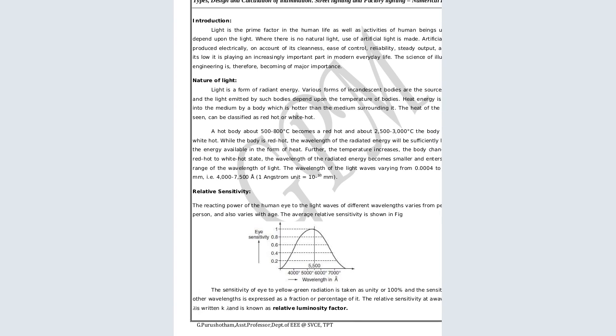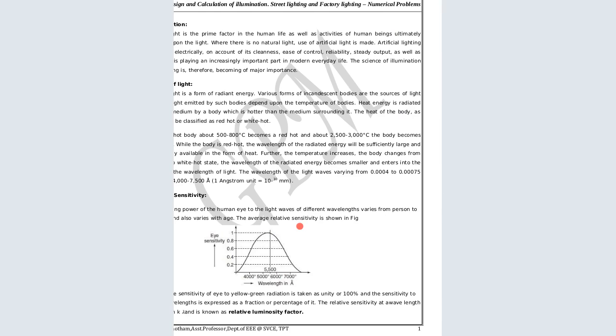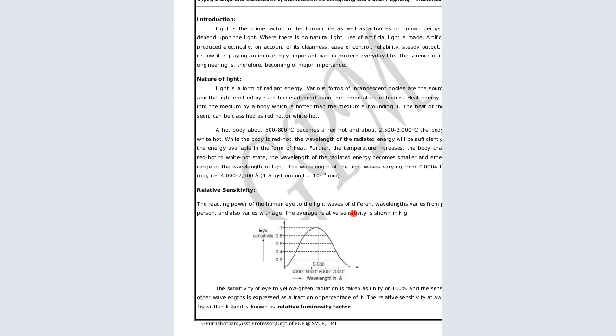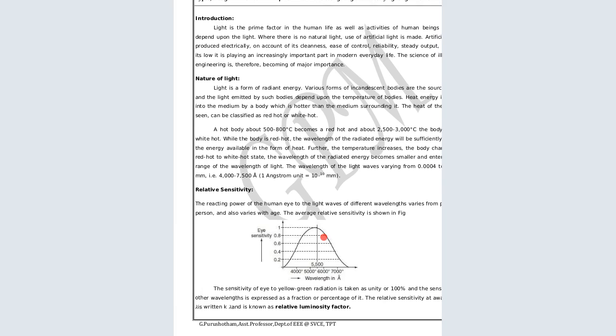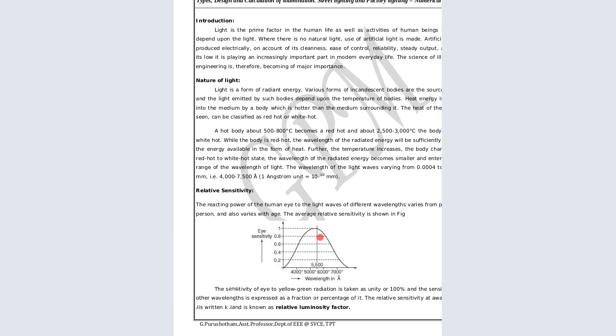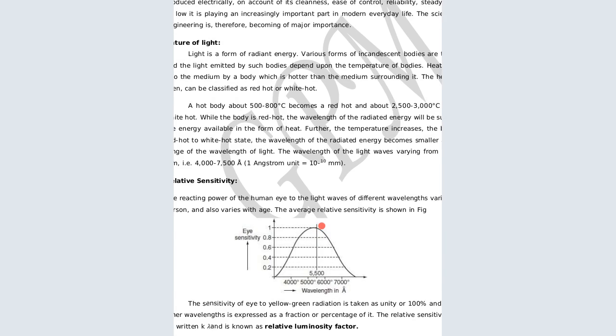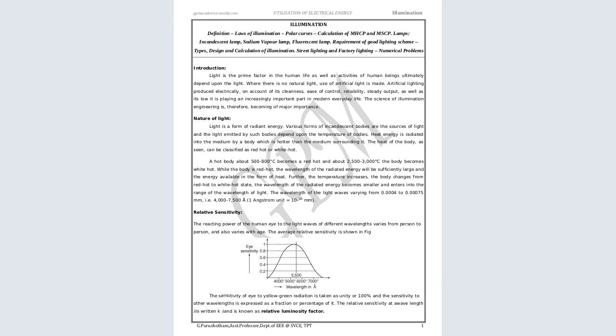The wavelength of light waves varies from 0.004 to 0.005 millimeters, that is 4,000 to 7,500 angstroms. Now, relative sensitivity. We need to know some of these concepts, because when we go to the calculations, you will only need to recall what we had defined.